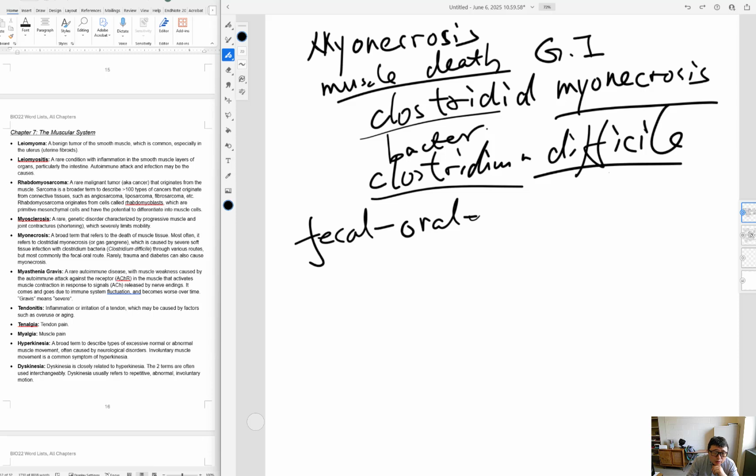Fecal oral route. That's a major form of this, the major cause of this bacterial infection. And how can people get infected by the fecal oral route? The fecal oral route means the stool, the feces, or something that people eat that is contaminated by the feces. How is it possible? Actually, it happens a lot.